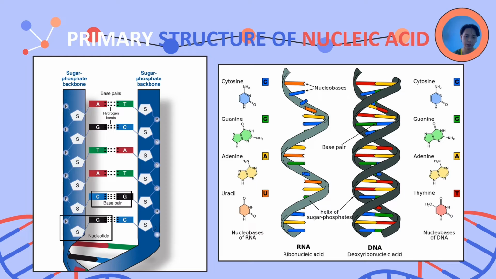We can now define in terms of structure the 2 major types of nucleic acids. The RNA, which is a nucleotide polymer in which each of the monomers contains ribose, a phosphate group, and one of the heterocyclic bases, adenine, cytosine, guanine, or uracil. Then the DNA, which is a nucleotide polymer in which each of the monomers contains deoxyribose, a phosphate group, and one of the heterocyclic bases.